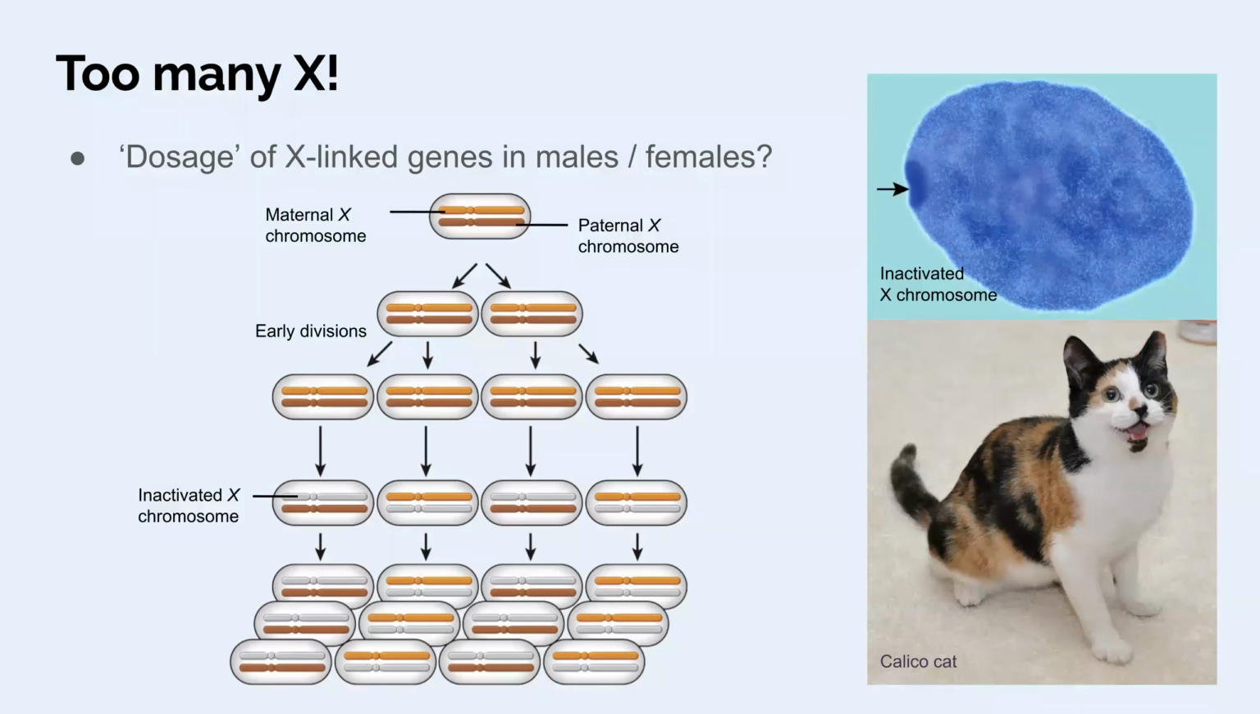Here's a dosage example from mammals. We talked about this situation where males inherit one X chromosome and females inherit two X chromosomes. This is widespread across mammals. We've seen other forms of sex determination, but this one is probably the most familiar, and we'll stick with this because it has a nice dosage connection.